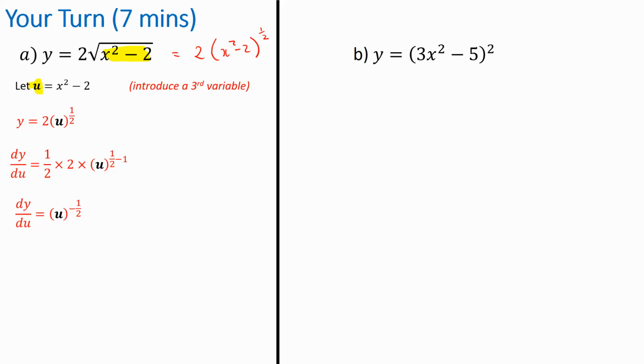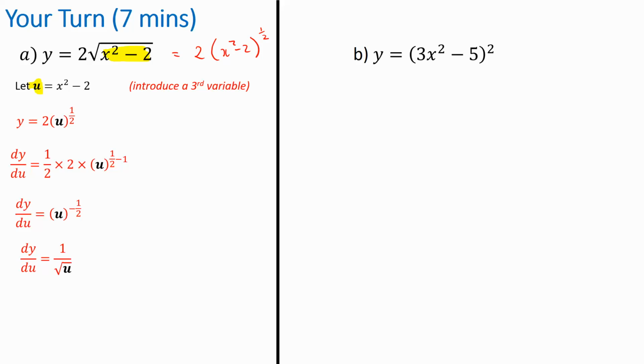But remember, in year 12, we don't write our answers with the power of negative half. We write it as 1 over u to the power of half, which is the same thing as saying 1 over square root of u. That's how you write your answer. But that's with respect to u. That makes sense, dy du. I had a y in there and I had a u in there. So when I find the derivative, it's dy du.